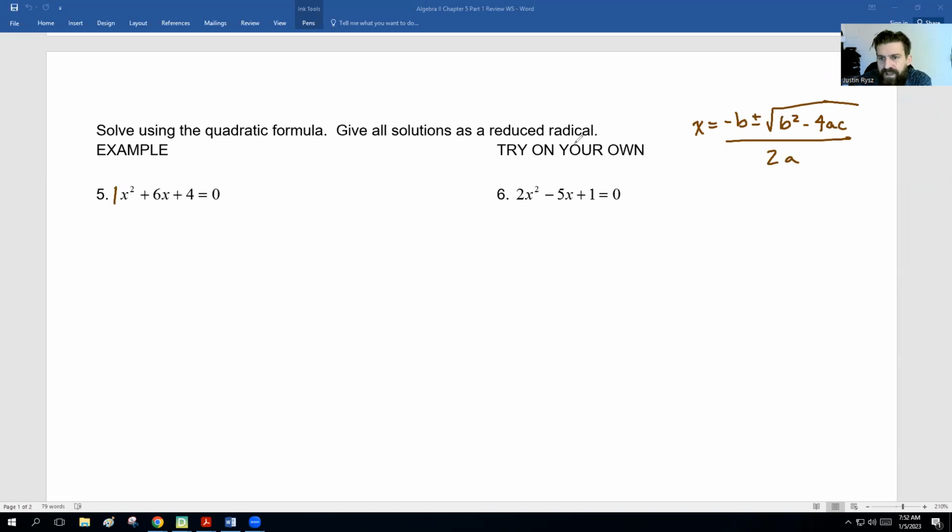All right, so let's do this first one together. We would have x equals negative, our b is 6, plus or minus the square root of b squared, so 6 squared, minus 4 times a is 1, c is 4, all over 2 times a is 1.